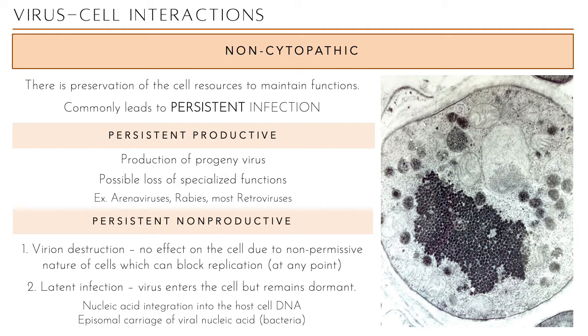The nucleic acid of the virus can be integrated into the host cell DNA and remain there, only to be triggered by something to start replicating. In some cases, the viral nucleic acid can also be in the form of an episome, which is basically like a chromosome, but it's not a part of the chromosome. They're just floating there, and they could reinsert themselves, and they could remove themselves from the DNA of the host cell.